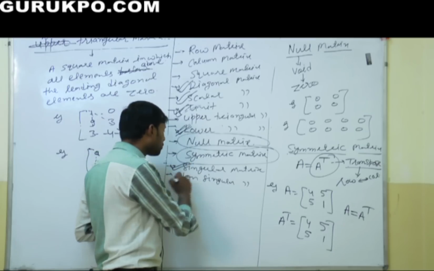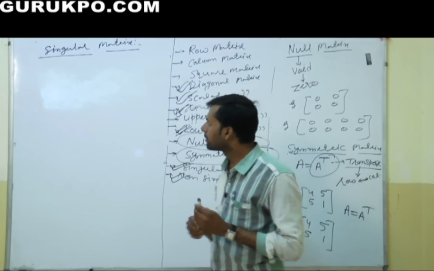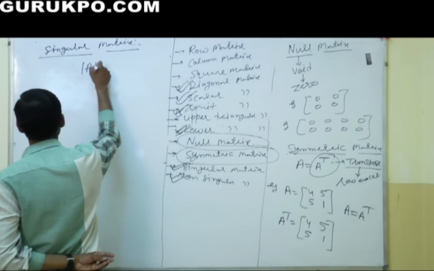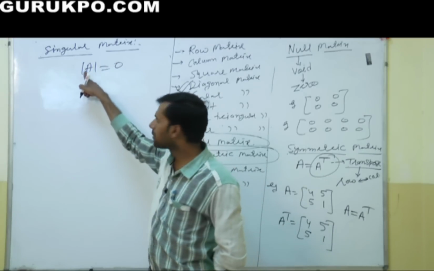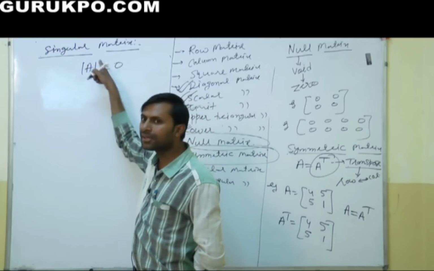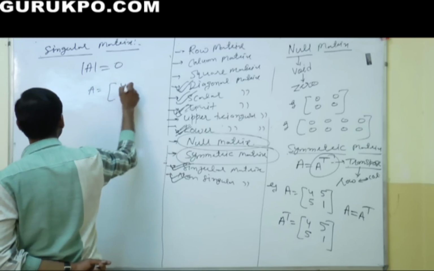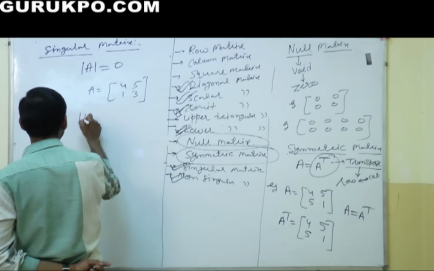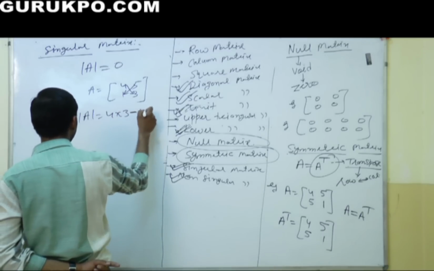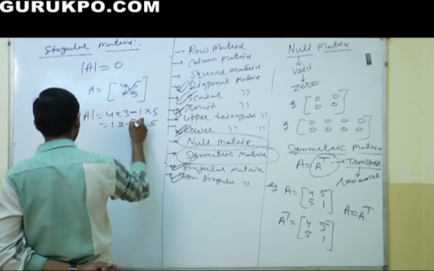Next one is the singular and non-singular matrix. Discussing singular and non-singular matrix. Very simple. A matrix is a singular matrix if its determinant is 0. Now the question is, what is a determinant? How can we calculate a determinant? The very simple process, like A is 4, 5, 1, 3. Determinant of A, cross multiplication of elements: 4 into 3 minus 1 into 5, 12 minus 5 is equal to 7.